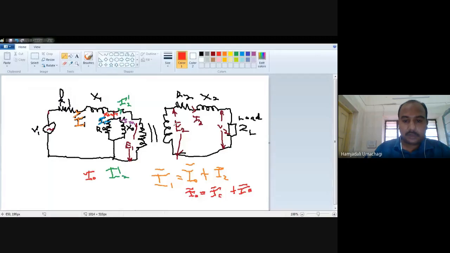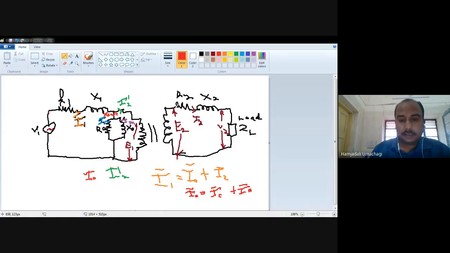Similarly, what is the induced voltage on the secondary side? E2. Once again, this is also the effect only. So this effect again opposes the cause as per Lenz's law. Both E1 as well as E2 oppose the cause, that is the primary voltage V1.